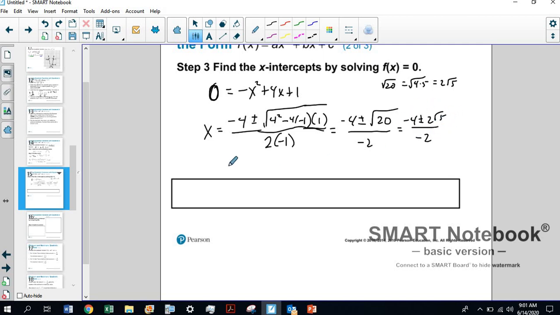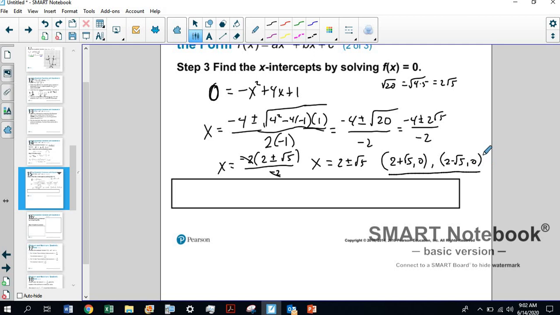And so really we can factor out a negative 2. So if we factor out a negative 2 here, we're left with 2 plus or minus the square root of 5 all over negative 2. When you factor a negative out of plus or minus, it's still just plus or minus, right? And so then the negative 2's divide away. And so x is equal to 2 plus or minus square root of 5, which means my intercepts are 2 plus square root of 5, 0, and 2 minus square root of 5, 0.